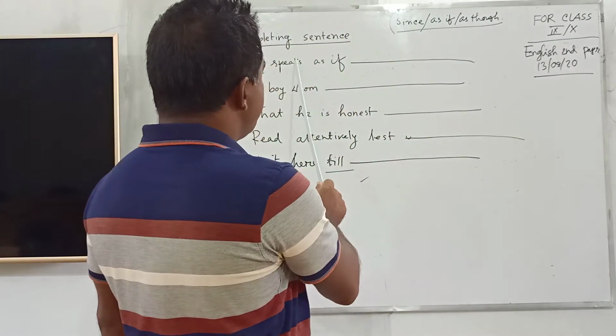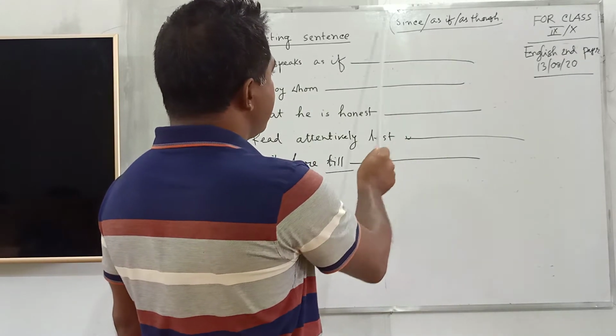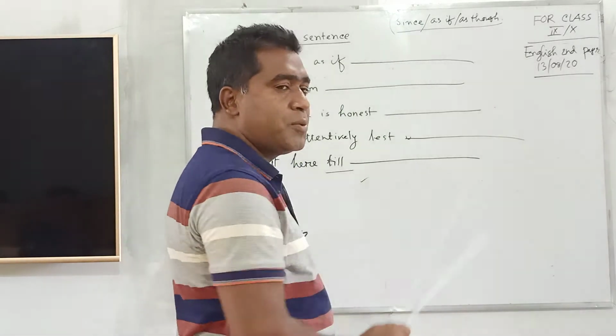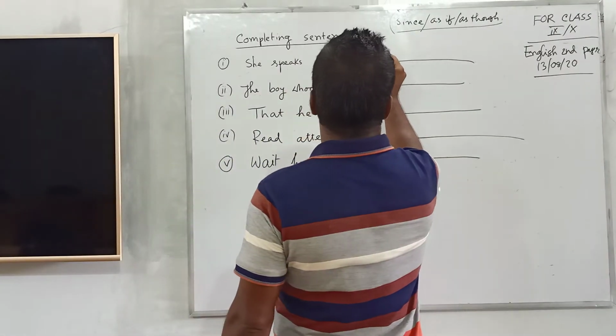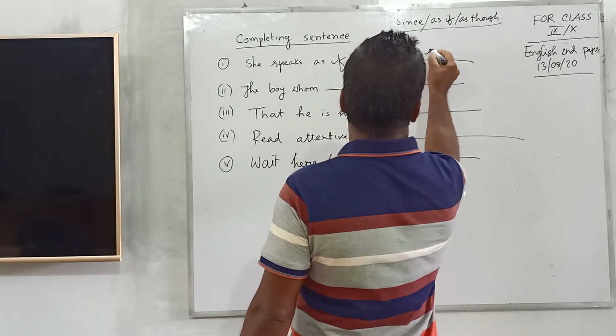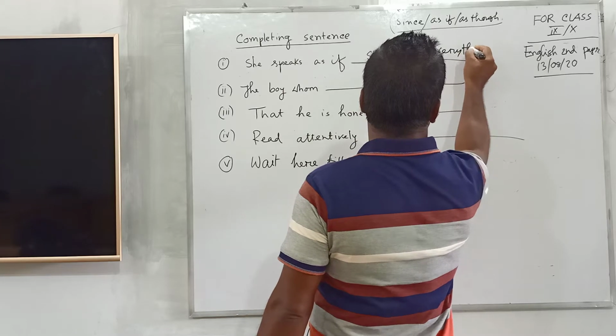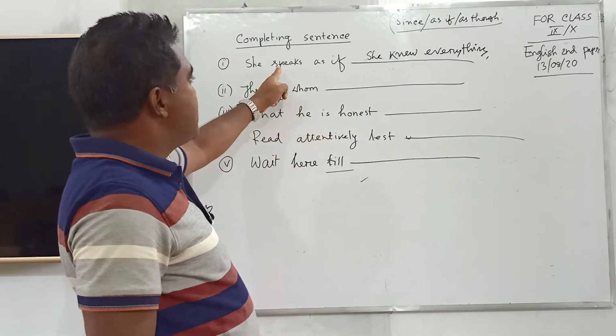Suppose this sentence is in present tense by using as if or since, and this sentence must be in past tense. Okay? She speaks as if she knew everything. You understand? If I told you in this way, she spoke.